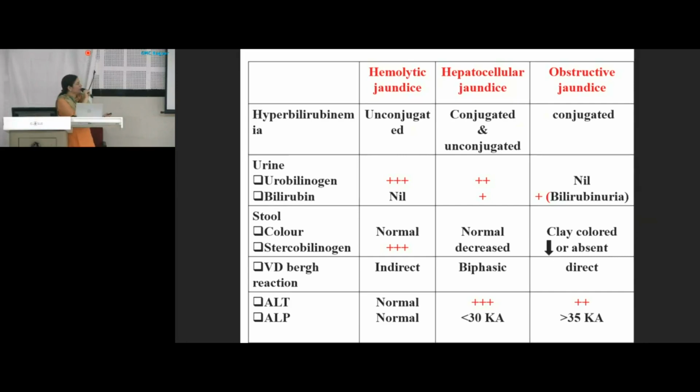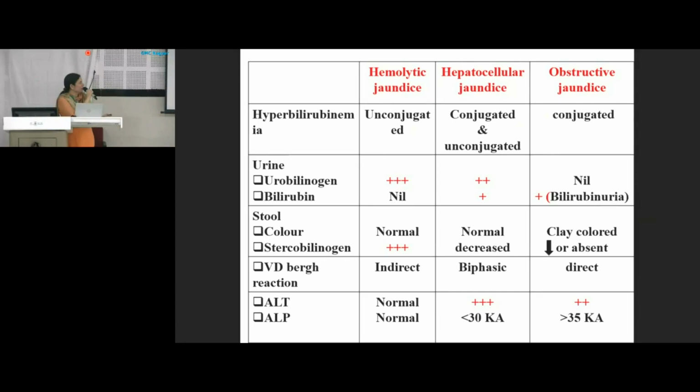In the urine, the urobilinogen will be present in case of hemolytic jaundice, while bilirubin pigment will be absent in urine. But in hepatocellular jaundice, both urobilinogen as well as bilirubin pigment will be present, because both the types, that is conjugated as well as unconjugated bilirubin levels, are increased. While in obstructive jaundice, urobilinogen will be absent, while there will be presence of bilirubin in the urine.